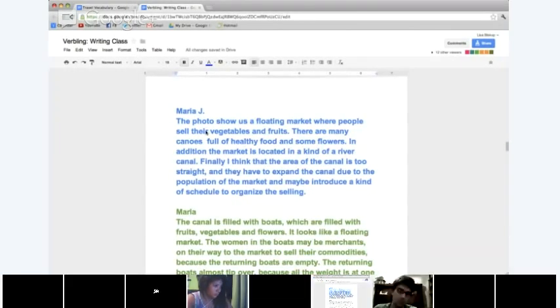Mm-hmm. Good, okay. The photo shows us a floating market where people sell their vegetables and fruits. There are many canoes full of healthy food and some flowers. In addition, the market is located in a kind of a, we just would say canal.